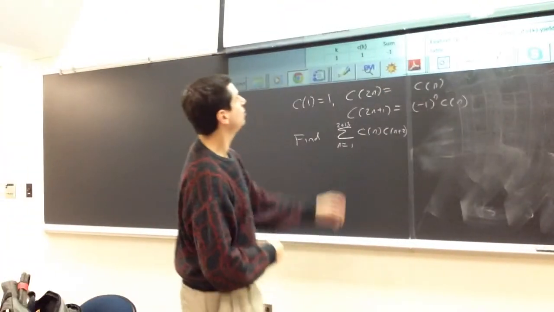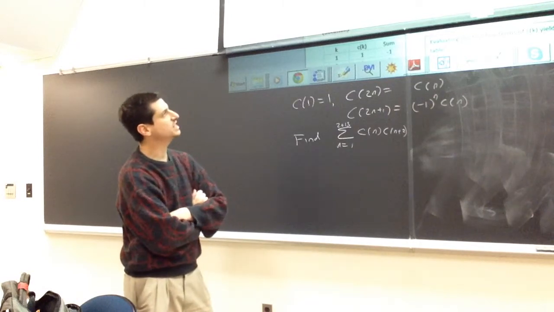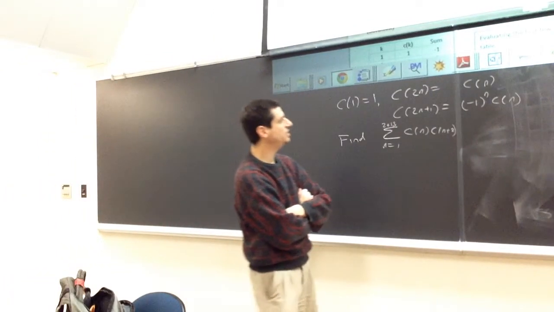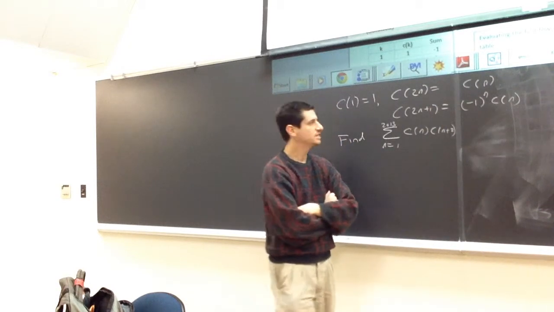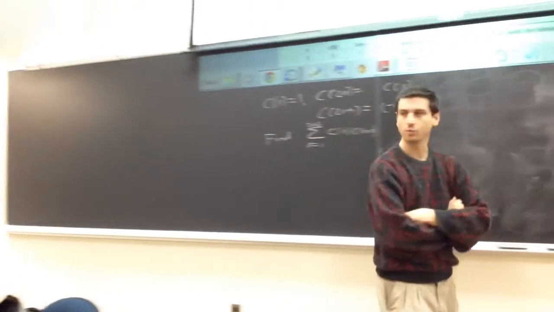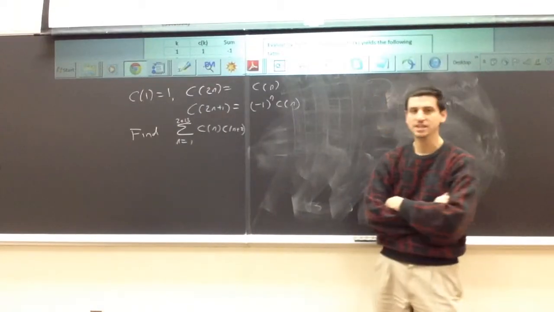So we have the following problem. For positive integers n, C_n is determined by the rules C_1 equals 1, C_{2n} equals C_n, C_{2n+1} is (-1)^n C_n, and we want to find the sum from n=1 to 2013 of C_n C_{n+2}.